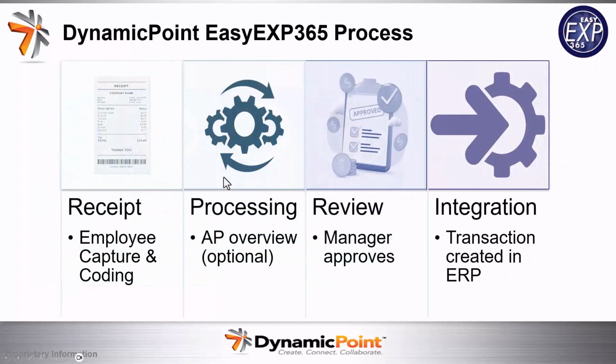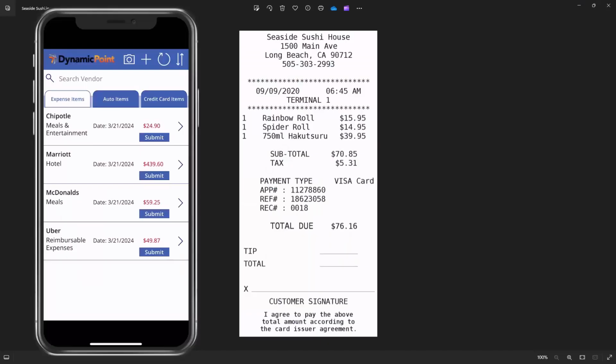This is the process that we're going to walk through in the EasyEXP365 application. First, receipt. Employee captures the receipt and codes it. Second, processing. AP overview of the various expenses coming into the application, and this step is optional. Third, review. The manager is going to review and approve the expense report. Lastly, integration. The transaction will be created in the underlying ERP. Let's go look at the application.